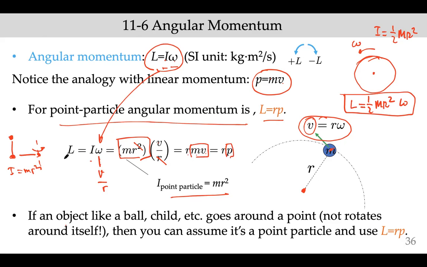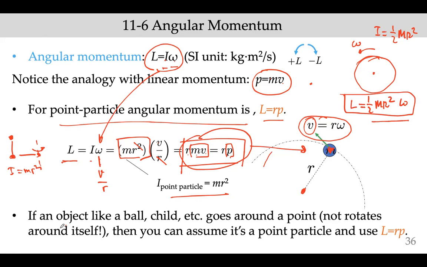So the bottom line here is that for a point particle like this that goes around a point at distance r, you can write its angular momentum like this. For the disk, the angular momentum is not like this, because the disk is rotating around itself, not around anything else. But here, this object is going around some point. So in this case, you can use this one for point particles that go around a point.